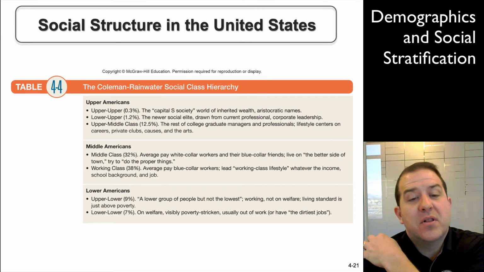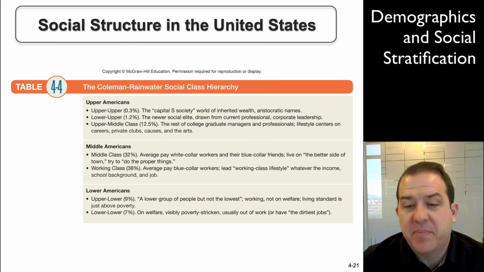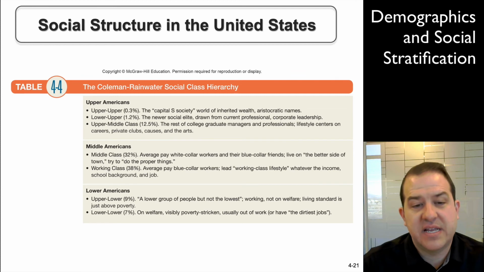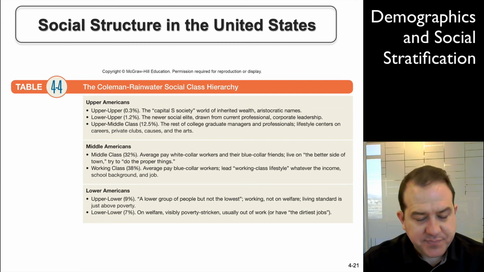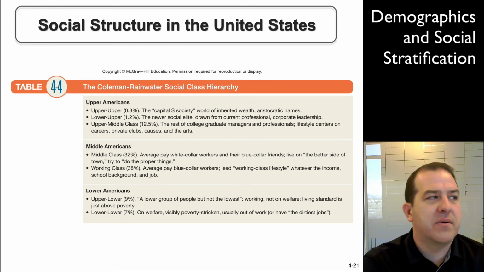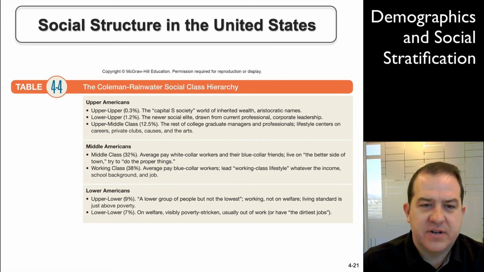So this is just a working group of people. And then we have the upper lower, which is a lower group of people, but not the lowest. They're working, they're not on welfare, and their living standards are just above poverty. Then we have the bottom group, which is pretty much on welfare. They're poverty stricken, 7% of the population. They're usually out of work. They have the dirtiest jobs. They're always getting fired. They're struggling.